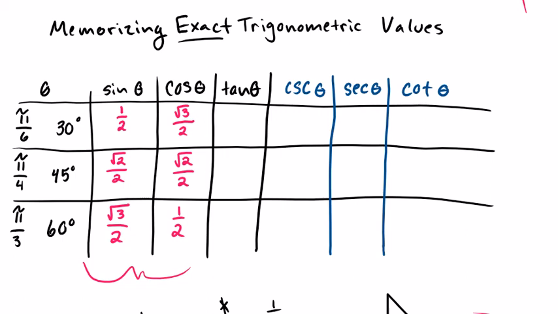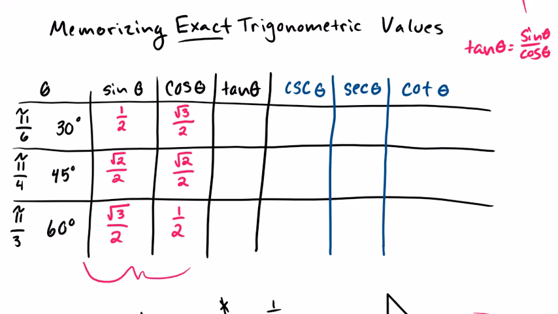In order to get tangent, all you need to do is the sine divided by the cosine. Alright, so if you don't straightforward memorize this column, that's okay. You can compute it if you know that tangent is sine over cosine. Sine of theta over cosine of theta.